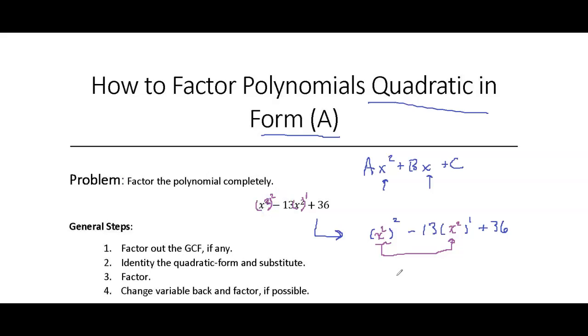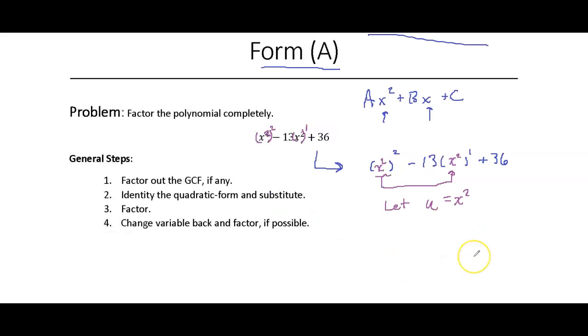And that will allow us to rewrite this polynomial. We can say let u equal x squared. We call this u substitution. This is a common way for dealing with things in mathematics, allowing one expression to equal a more complicated expression. So then that would leave us with u squared minus 13u plus 36. So what we've done so far is identify the quadratic form and substitute.